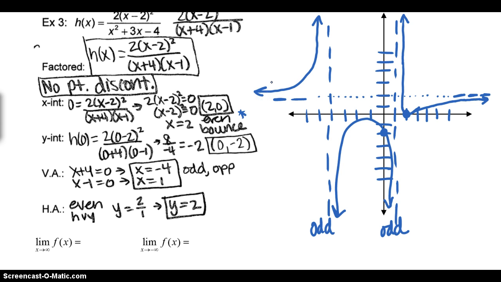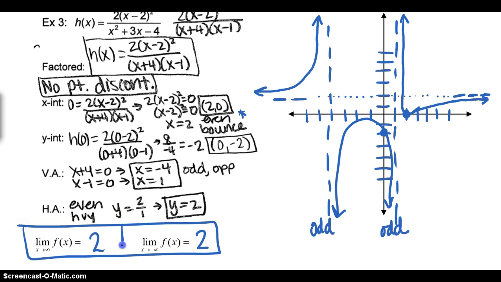Now remember, our limits and our horizontal asymptotes go together. So as this approaches infinity, what y value does it approach? It's getting closer and closer to 2. And on the left-hand side, as this approaches negative infinity, what y value does it get closer and closer to? 2. Okay, so hopefully you're seeing that your limits match up with your horizontal asymptote, right? Okay, so let's keep going.